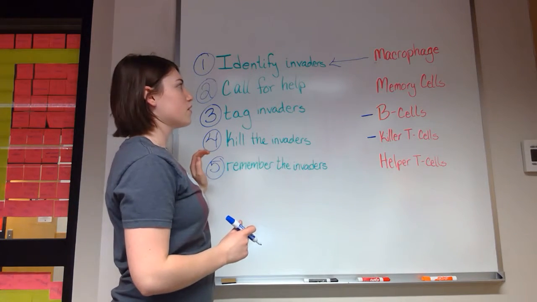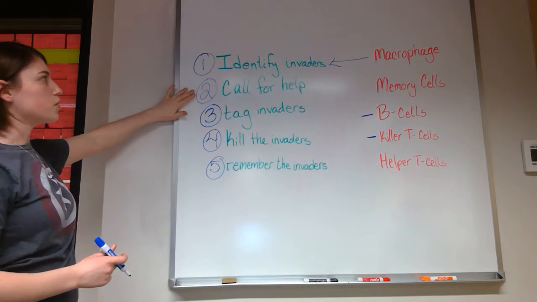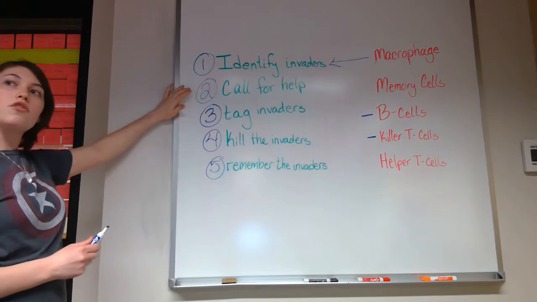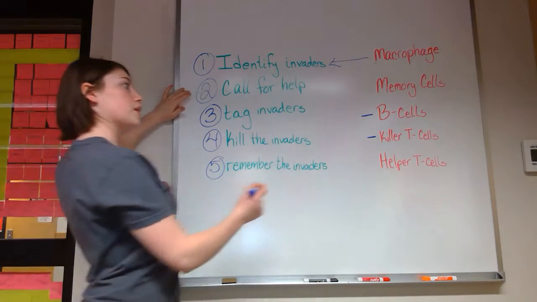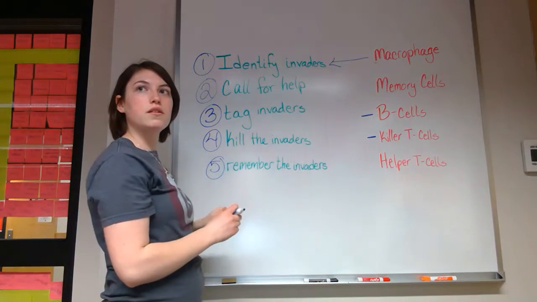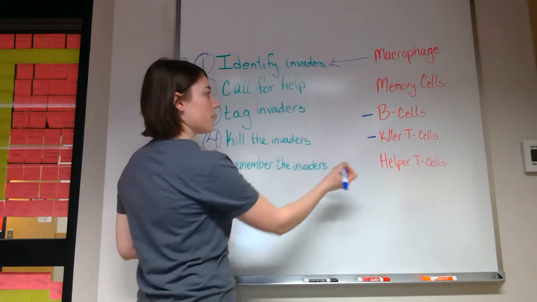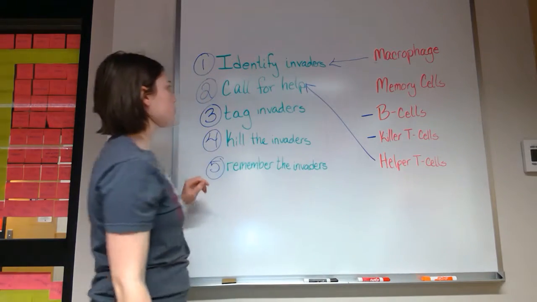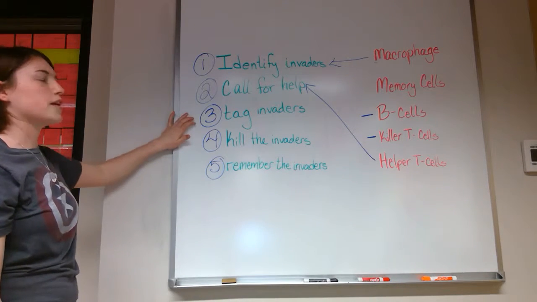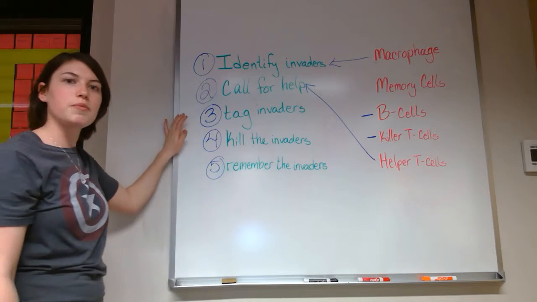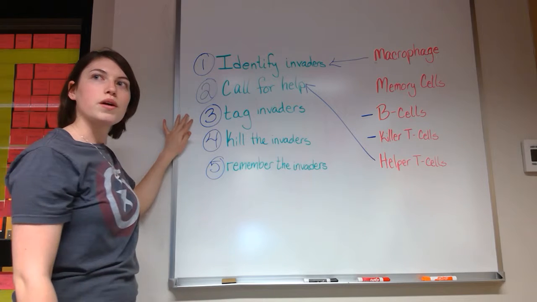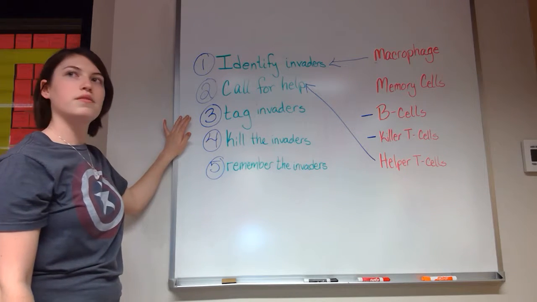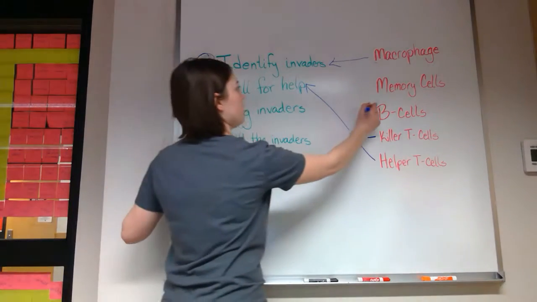Memory cells. You're close. Memory cells are leftover T cells, but we need a specific type of T cell. Helper T cells. Yeah, we need a helper T cell. So when we tag invaders, we talked about this a little bit ago, what cell do we need? B cells. Good job.